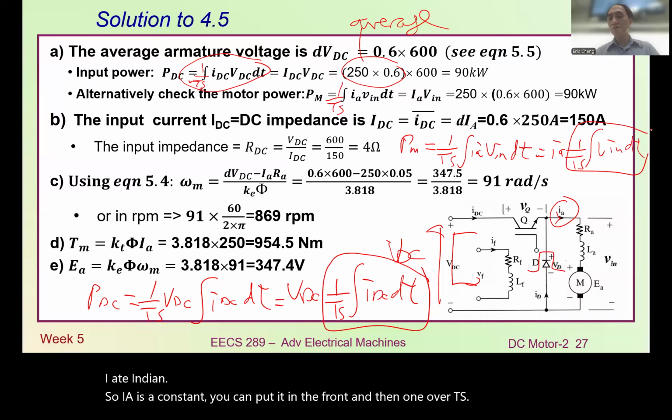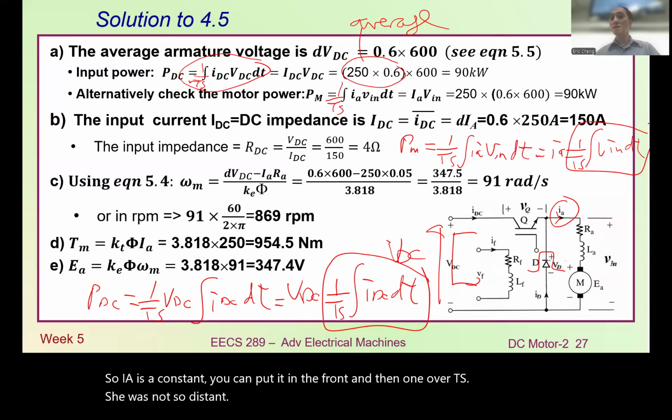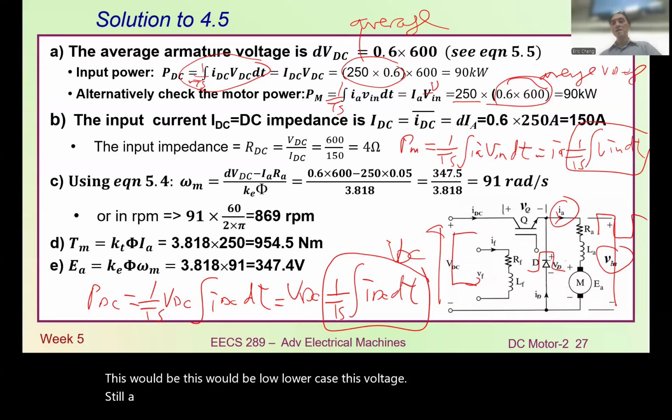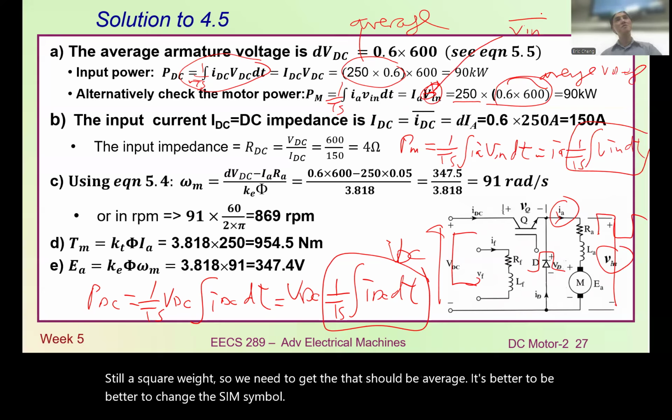So this term is the average voltage, right? Average voltage. So that's why we have 250 amp multiplied by the 600 volt. That's the average voltage, average voltage for the motor. So that should be lowercase. Oh, that should be iA. Yeah, that should be lowercase. This voltage is still a square wave, so that should be the average voltage. It's better to change the symbol like that. That will look more reasonable.